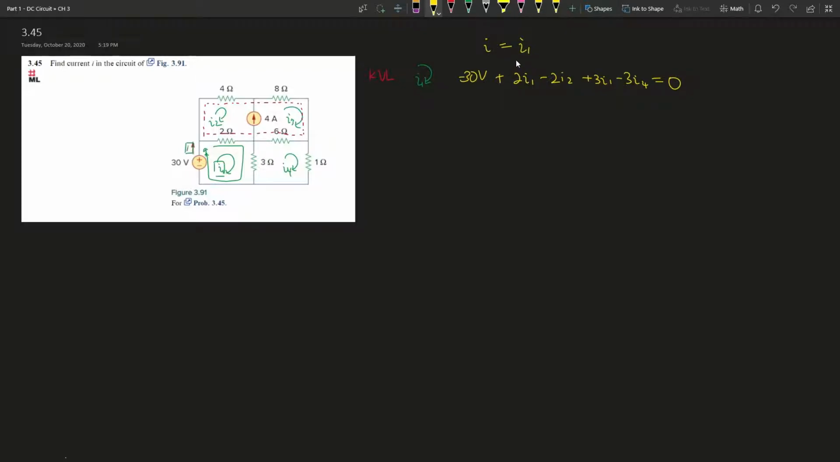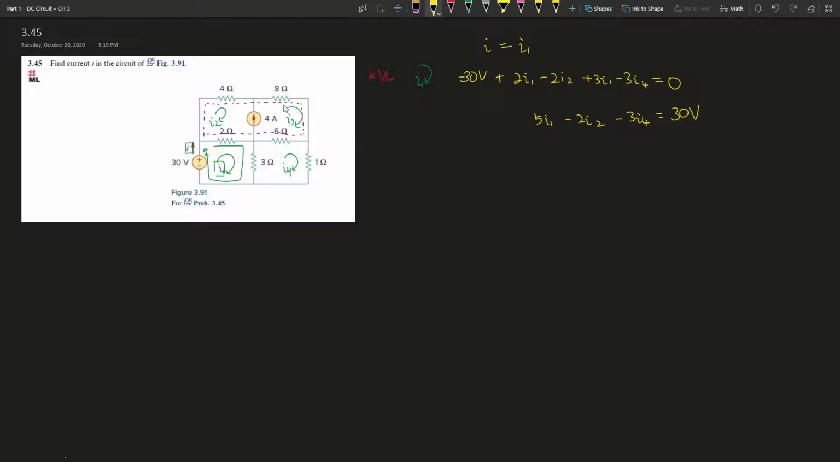Fantastic. Now, the next thing we are going to do is simplify this equation over here. We're finding I. So negative 30V goes to here. So 5I1 minus 2I2 minus 3I4. Can't simplify further. This is as far as this goes.